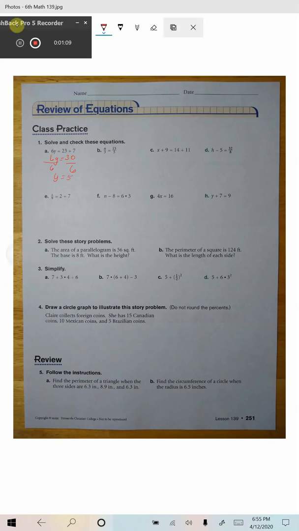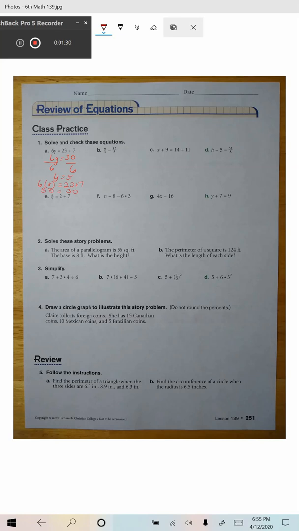Now let's check it. Write your 6, put your 5 in parentheses. That means times 5 equals 23 plus 7. Over here we have 30, and over here we have 30. So we're good. Pretty easy stuff.